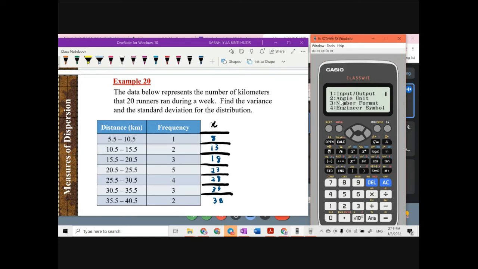Okay, first option ni tak ada apa-apa. Go to the second, tekan button bawah. Go to the second page. And then akan keluar number 3, statistic. Okay, statistic. And then dia akan tanya about frequency. So you have to choose number 1 on the frequency.